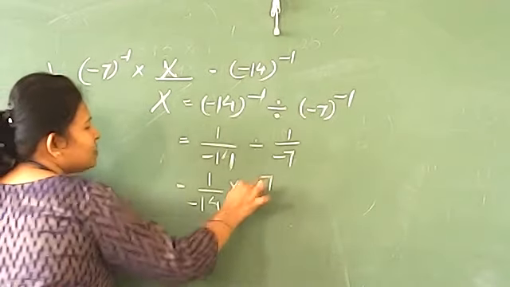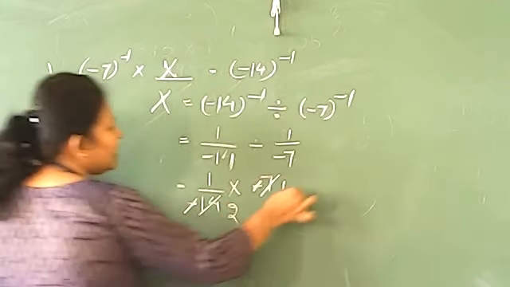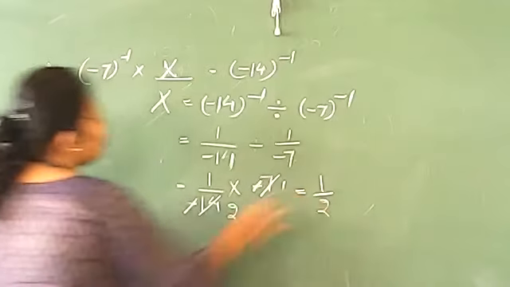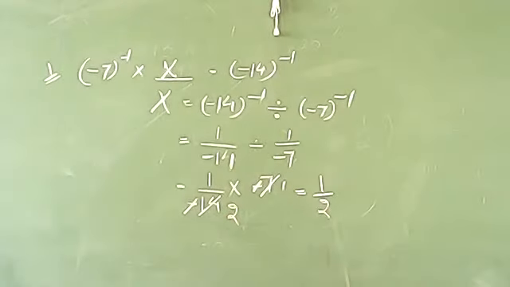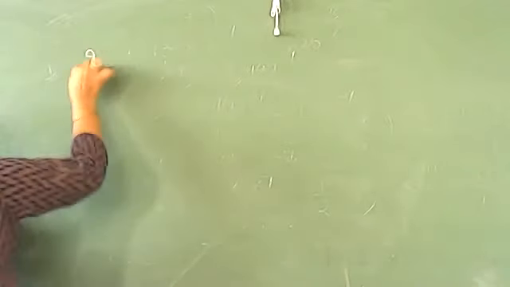So this minus got cancelled. 7 1s are 7, 7 2s are 14, and the answer is coming 1 by 2. So this is the answer for this particular question. The answer is 1 by 2 multiplied to get the answer minus 14 to the power minus 1. Now move on to the next question, which is similar to this question only.